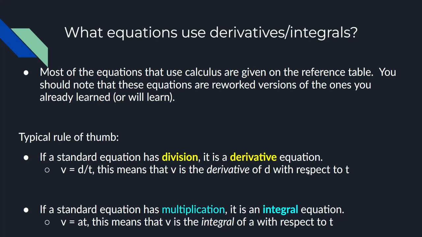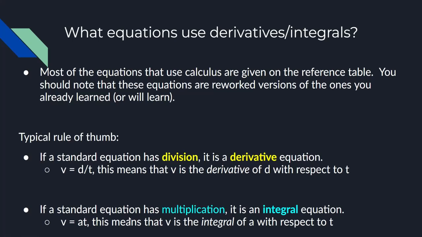A derivative is a slope, and when you take the slope of something, you're doing division. So for the most part, if you have an equation that has division, that basically means you can rewrite it as a derivative equation. For example, v equals d over t is a very common equation for velocity. Because d divided by t is division, this means I can rework this and say velocity is the derivative of distance with respect to time. So because this is division, it's a derivative.